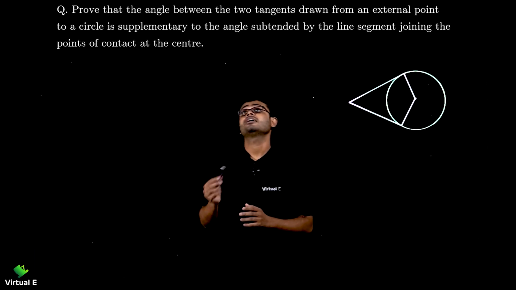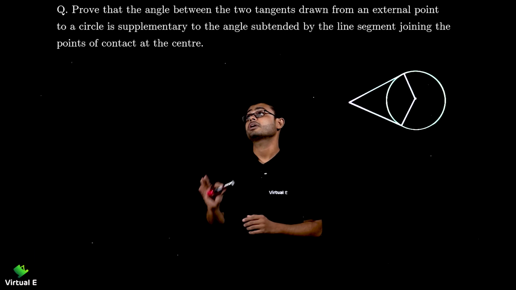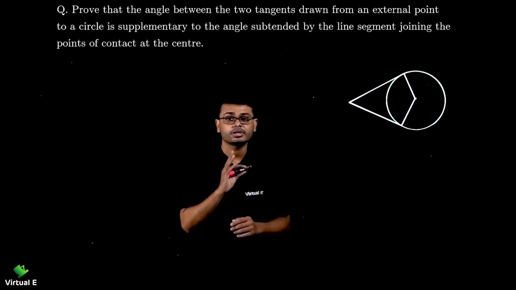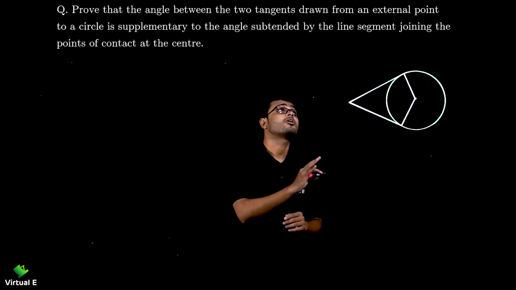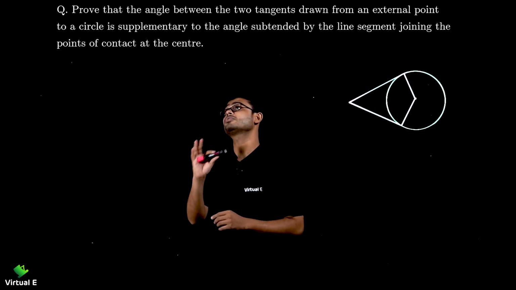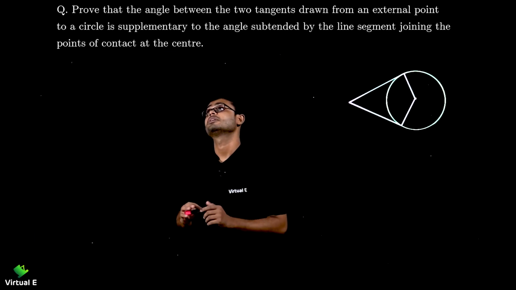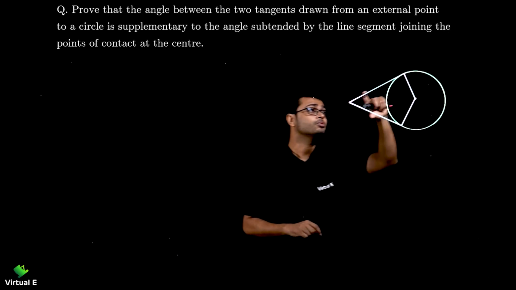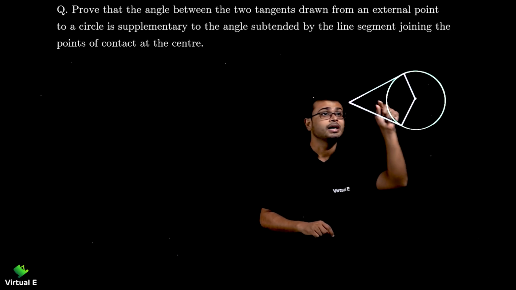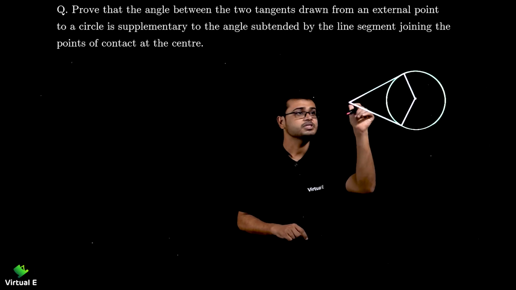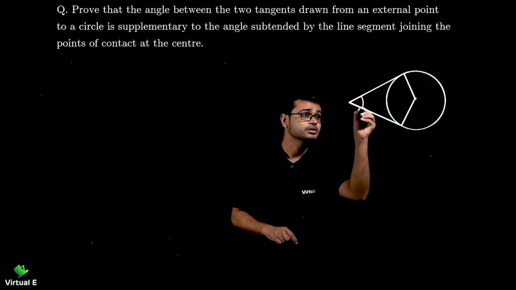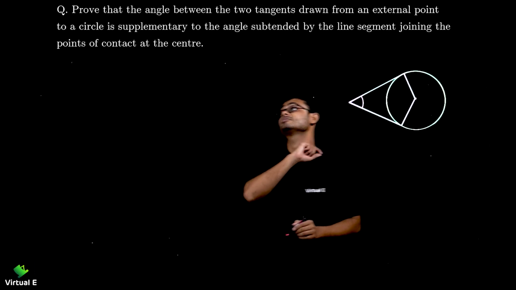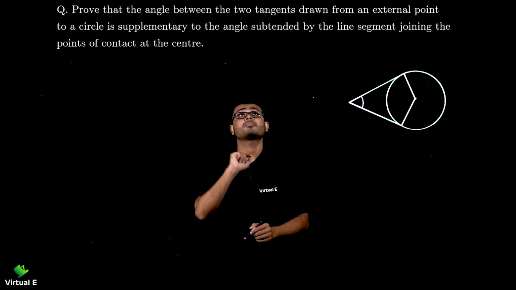Prove that the angle between the two tangents drawn from an external point to a circle. Let's stop here first. We are taking one external point, and we are taking two tangents from it to the circle. The angle between them, this angle we are talking about first, is supplementary.